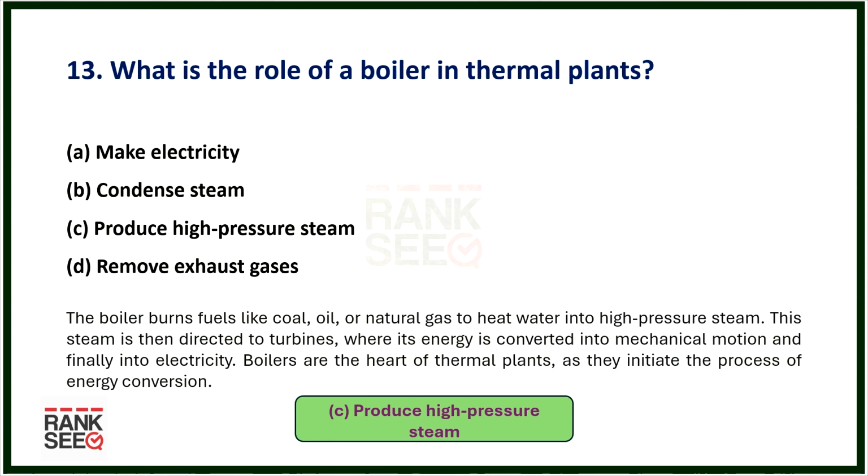The boiler burns fuels like coal, oil, or natural gas to heat water into high-pressure steam. This steam is then directed to turbines, where its energy is converted into mechanical motion and finally into electricity. Boilers are the heart of thermal plants, as they initiate the process of energy conversion.